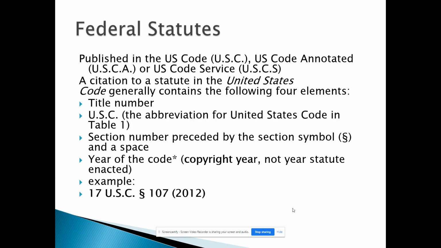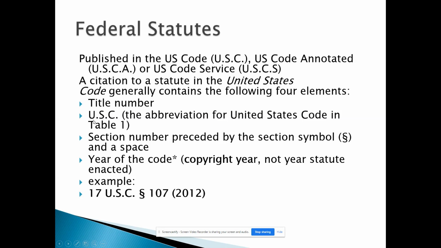So for federal statutes, we have our U.S. Code. There are 3 different publishers for the U.S. Code. USC is the one published by the Government Publishing Office. You have the U.S. Code Annotated, which is published by West Publishing, and the U.S. Code Service, which is published by Lexis.